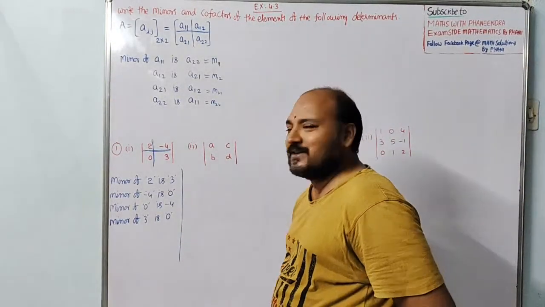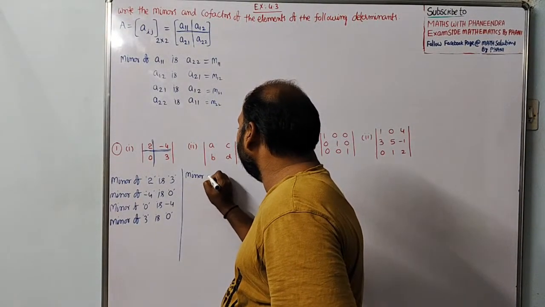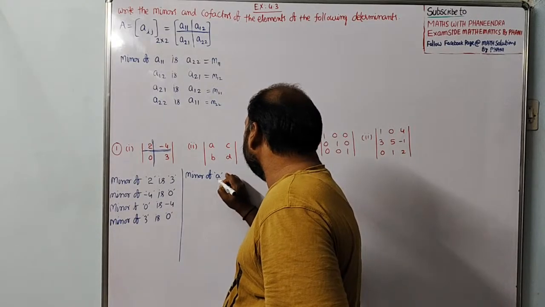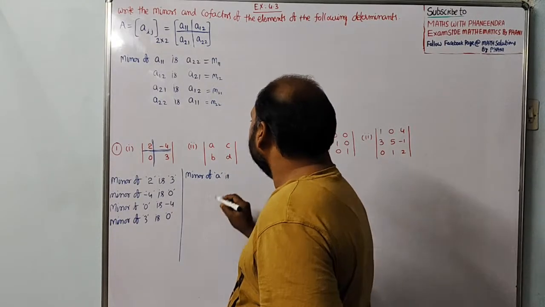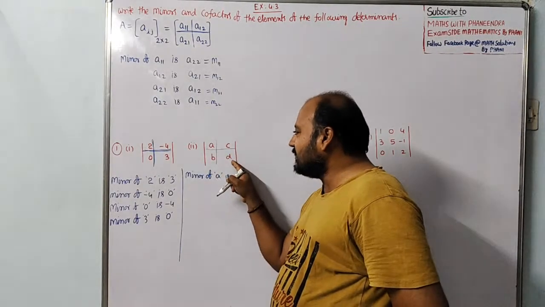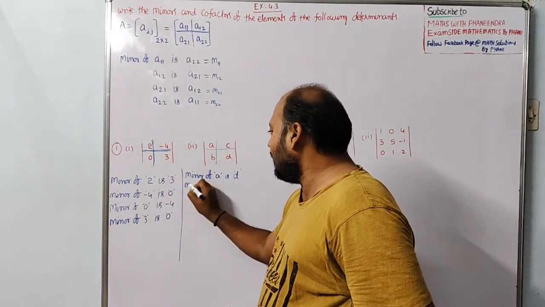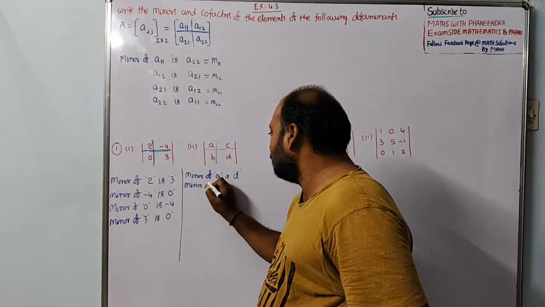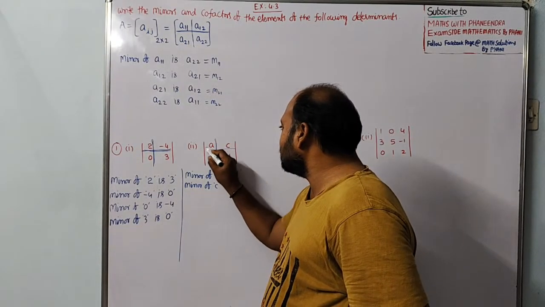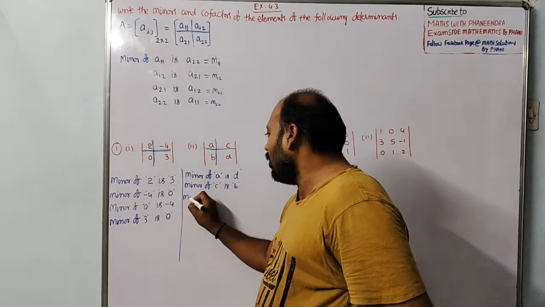This is not a matter. The minor of an element A: we are eliminating this column as well as this row. Remaining is D. This is called the minor of the element A. Next, the minor of the element C: we are eliminating this column and this row. Remaining is B.